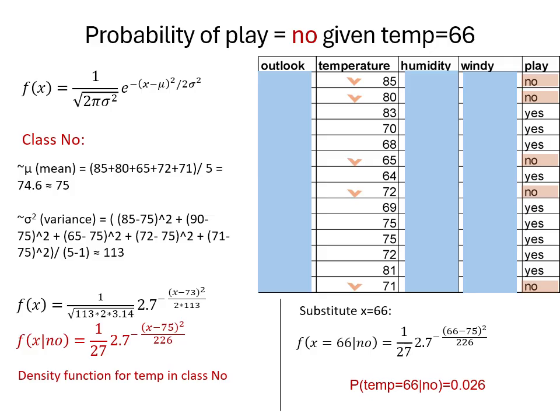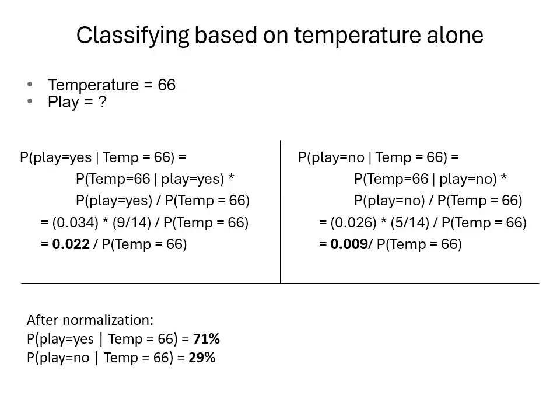We compute the mean and the variance using the same exact formula, but now within the class no. And we estimate the probability of observing temperature 66 in class no, which equals 0.026. Now we use Bayes rule to compare the probability of class yes given temperature 66 versus the probability of class no given the same temperature. Okay, and then as always, from the odds ratio we can compute actual probabilities.